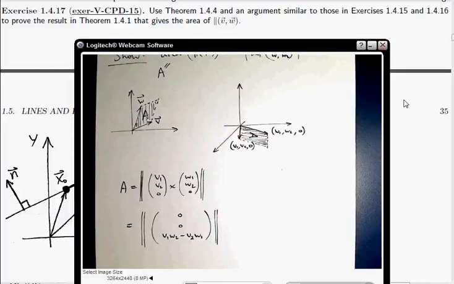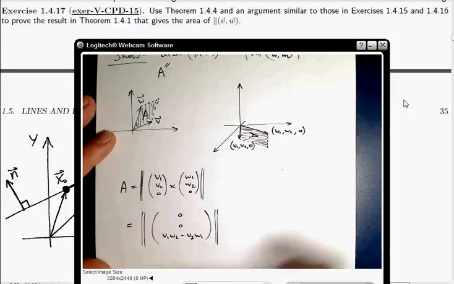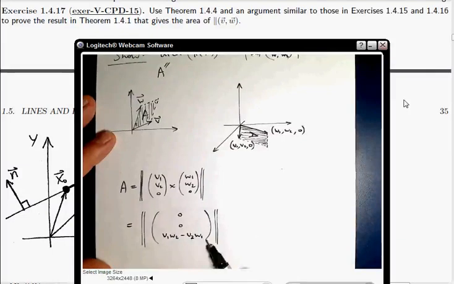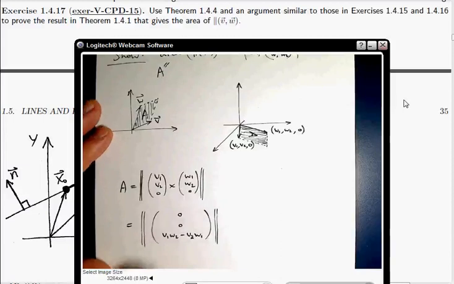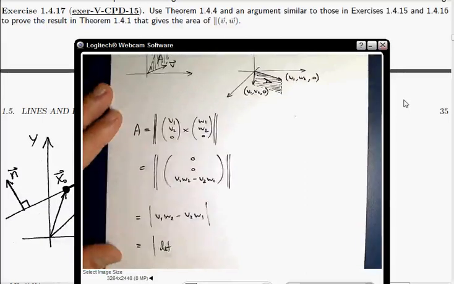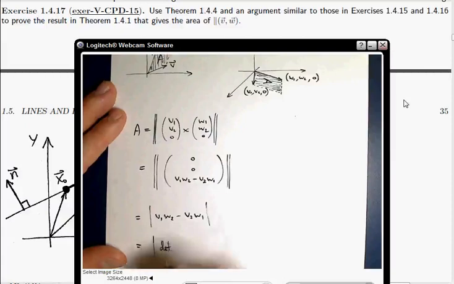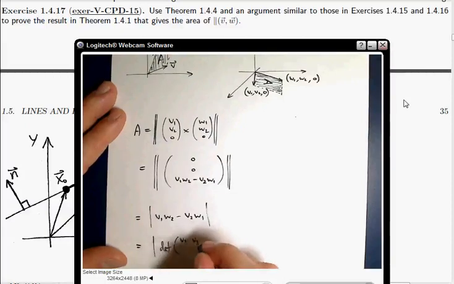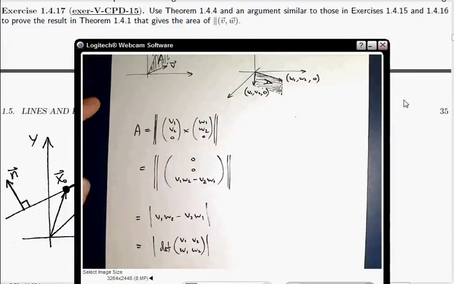Now we have to compute the length of this vector. That's the square root of the sum of the squares of these coordinates, but these are zeros. It's just the square root of this squared. In other words, it's the absolute value of that, which is just the absolute value of, again, that little 2 by 2 determinant. And that's what we were supposed to show.